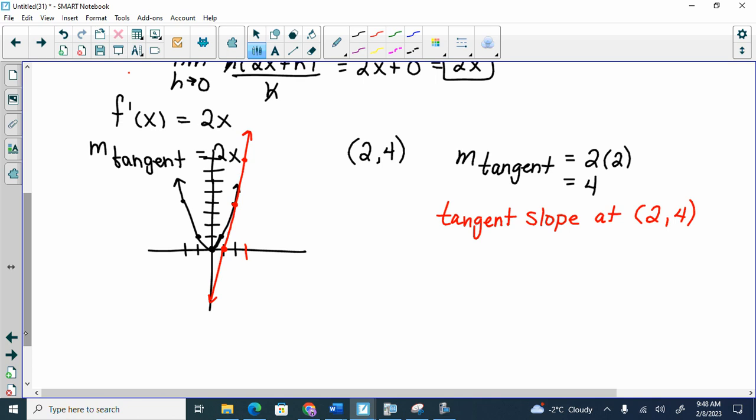The other thing they can ask us for is the equation of the tangent line. So the actual equation of that line. Okay? Now, we can fill it into y equals mx plus b, but we have a point and we have a slope, correct? Our slope is 4. We have a point. It's 2, 4. We agree?